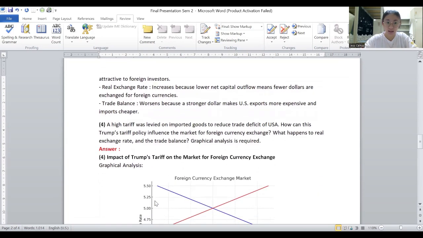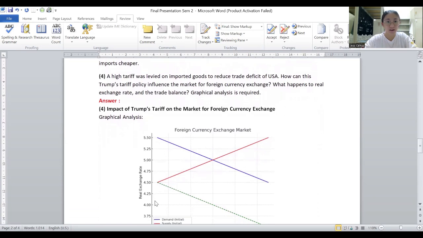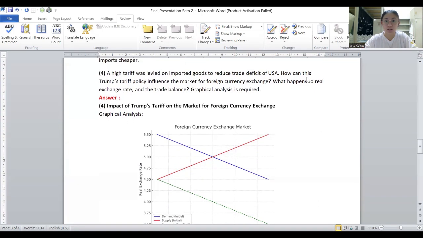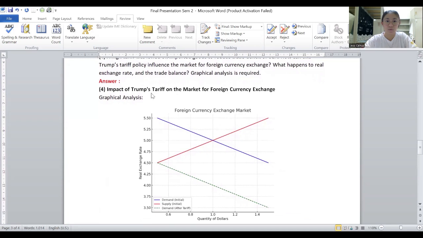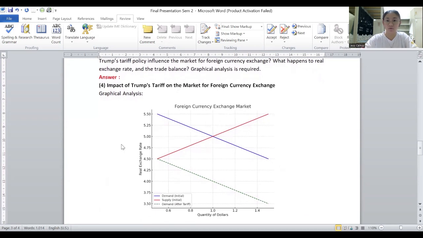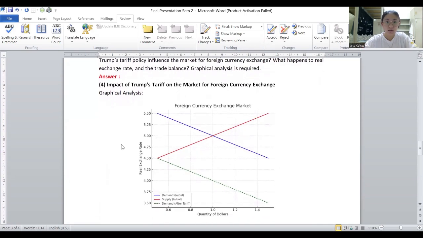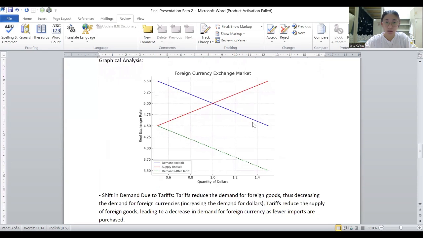The fourth question. A high tariff was levied on imported goods to reduce the trade deficit of the USA. How can this Trump tariff policy influence the market for foreign currency exchange? What will happen to the real exchange rate and trade balance? So here's the graph for Trump's tariff on the market for foreign currency exchange. As you can see here, the blue line is the demand, and the red line is supply.